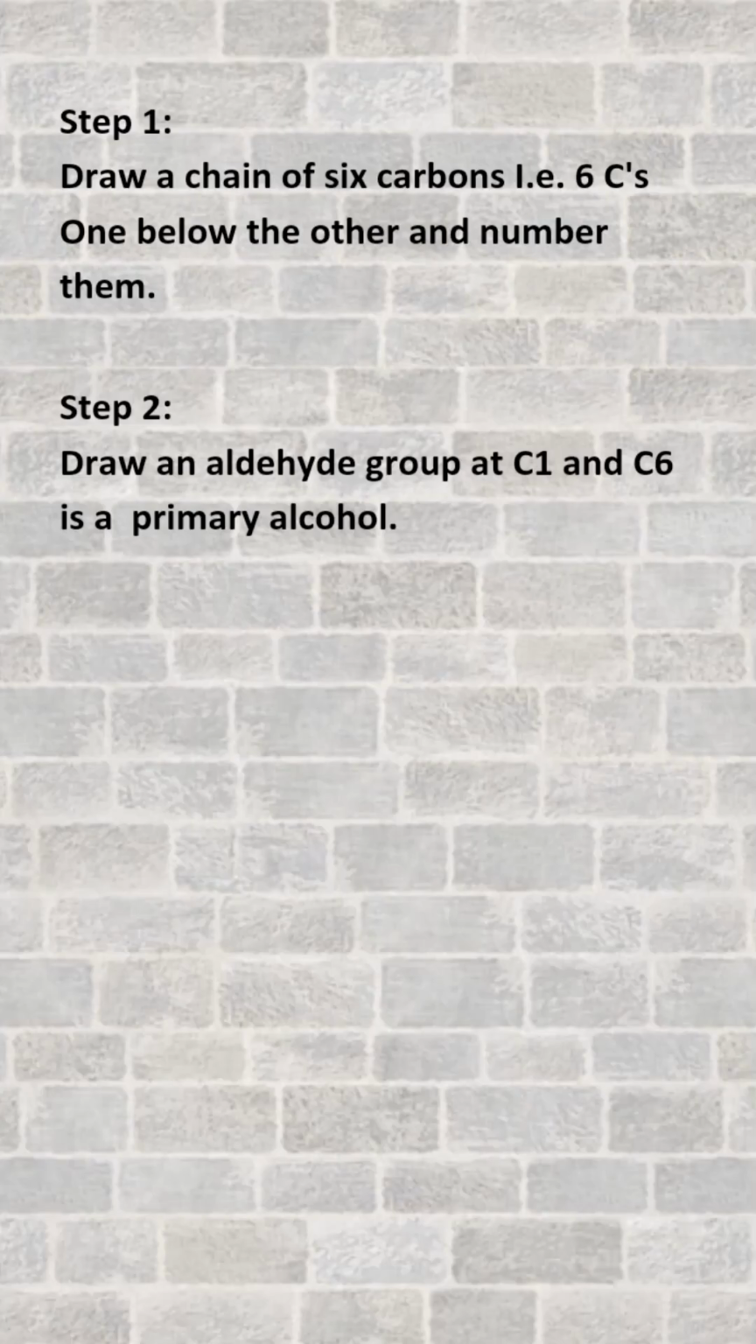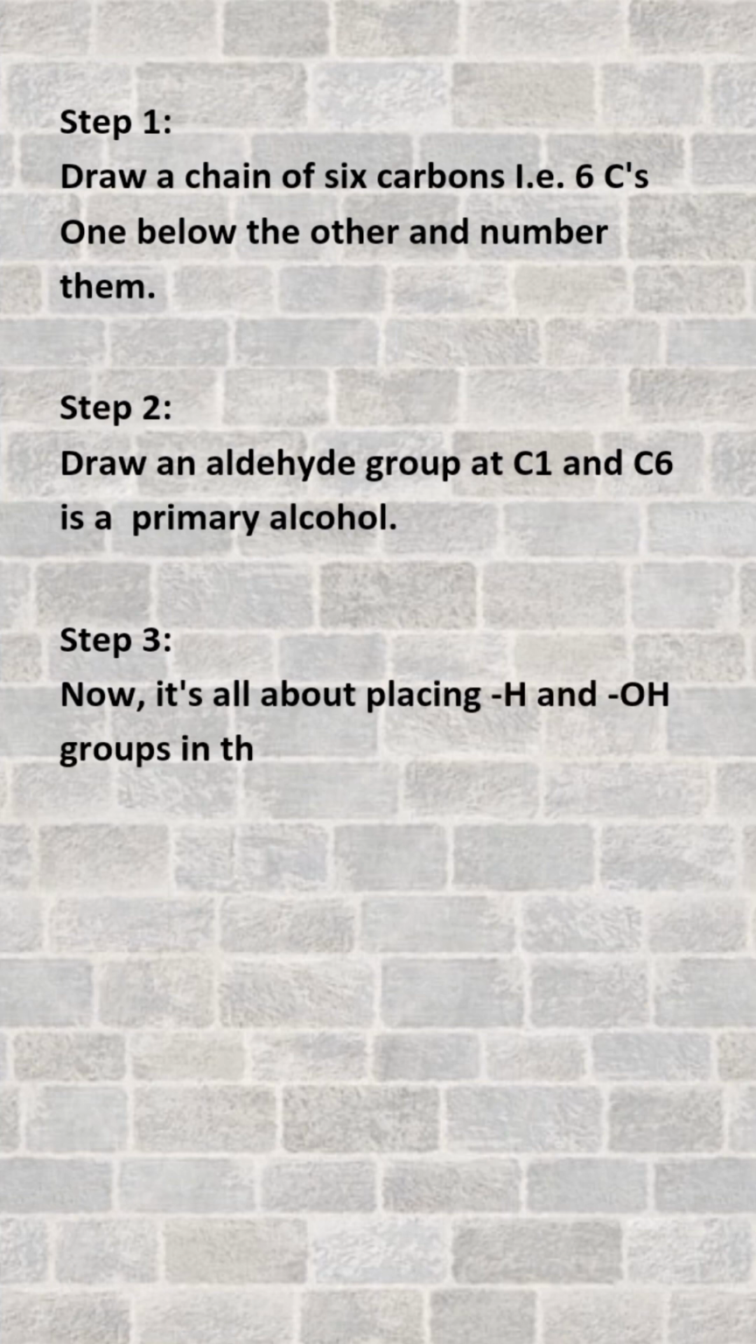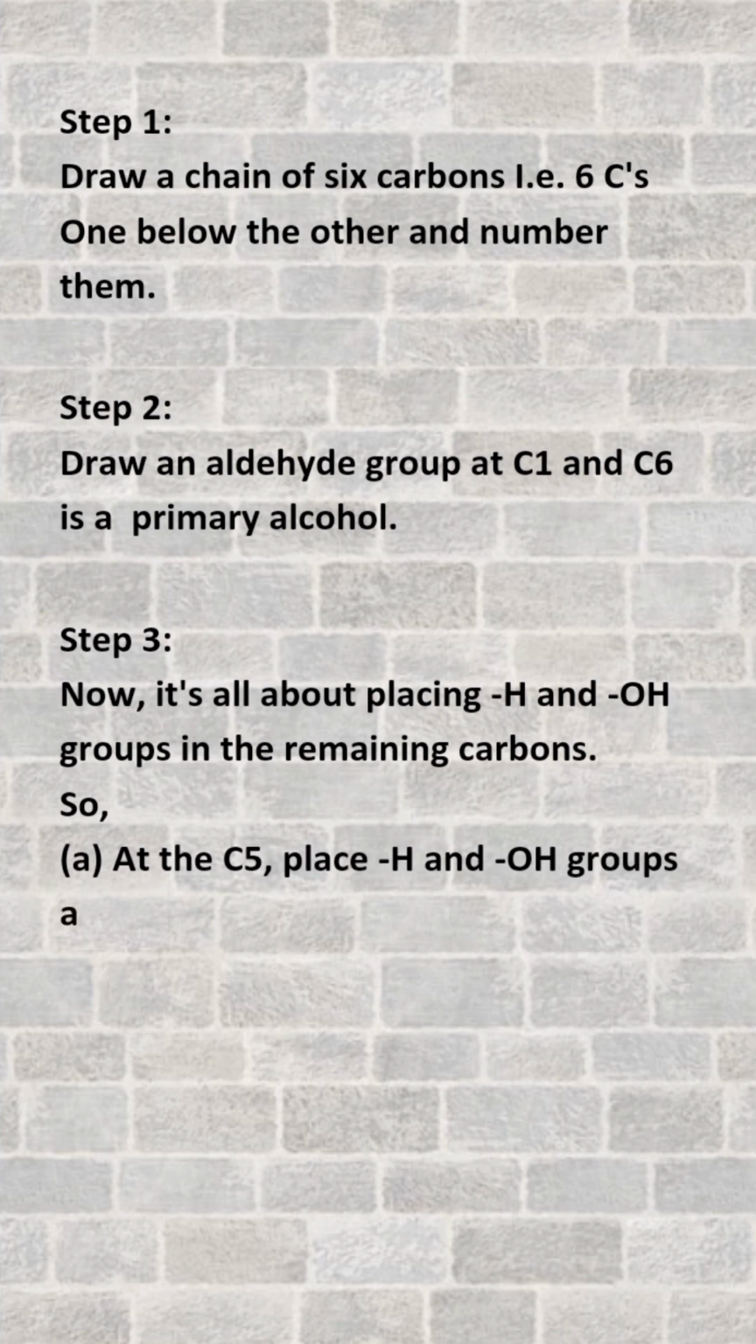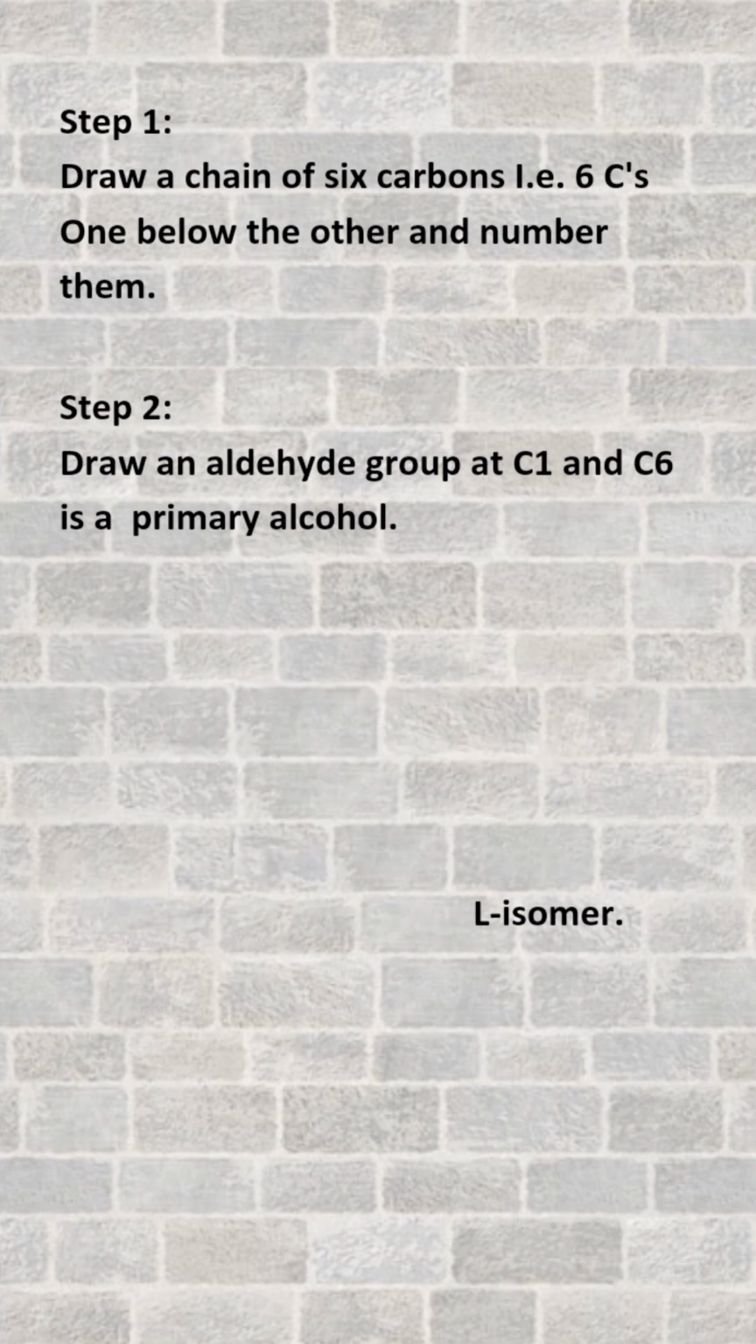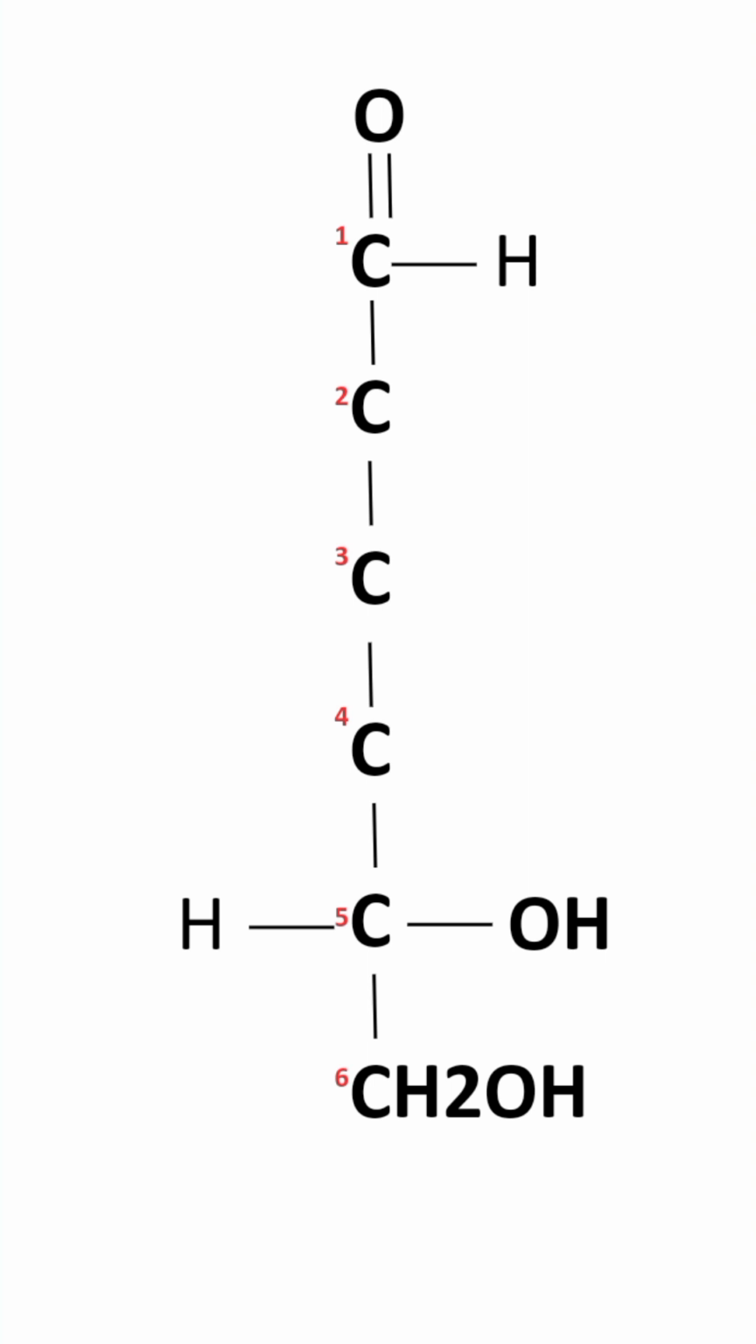Now that we are done with that, step 3. Now this step is all about placing the remaining H and OH groups on the remaining carbon atoms. So at C5, H and OH groups are placed according to whether you want to draw a D isomer or an L isomer, right? But since we are drawing D-glucose, the OH group would be on the right hand side and H group would be on the left hand side of the C5 carbon atom.